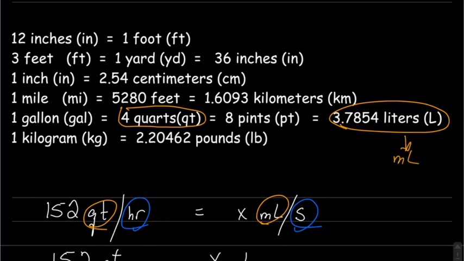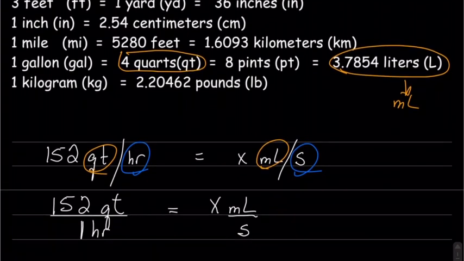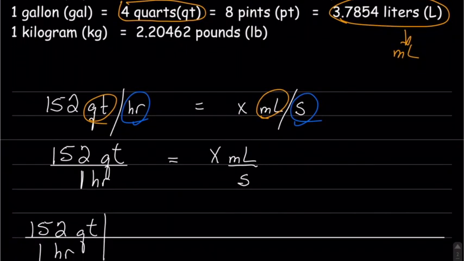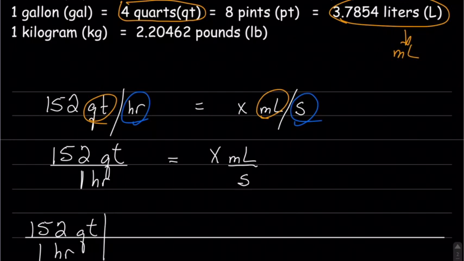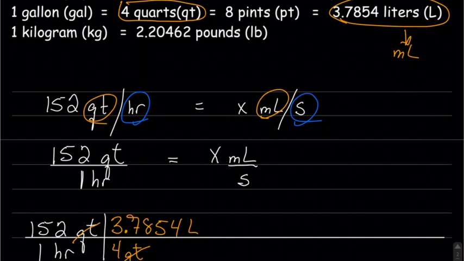So I have 4 quarts and 3.7854 liters. I'm going to put quarts on the bottom so I can cross out my quarts on the top. So I have 4 quarts, and the top will go 3.7854 liters. Let me cross off my quarts so I know where I'm at. I'm at liters, and I want to get to milliliters for the volume unit.